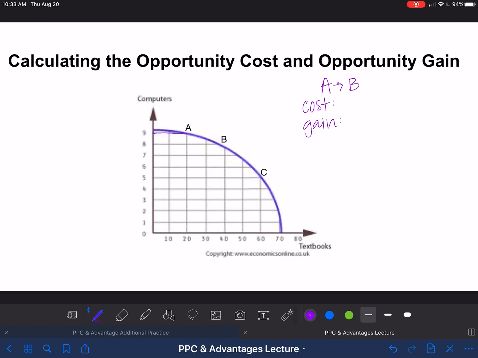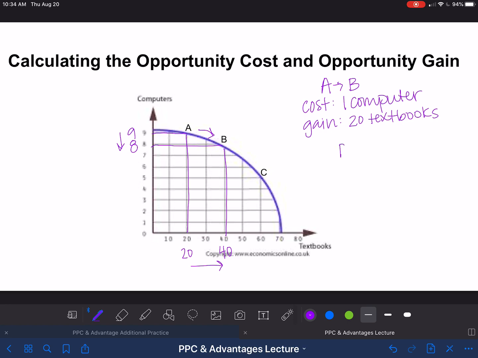At point A, we can make 9 computers and 20 textbooks. And we're going to change production to point B. At point B, we can make 8 computers and 40 textbooks. So what is the cost of going from A to B? Well, computers, we go from 9 to 8, and textbooks, we go from 20 to 40. So what did we lose by moving from A to B? Well, we lost 1 computer. Now, what did we gain from going from A to B? Well, we gained 20 textbooks.